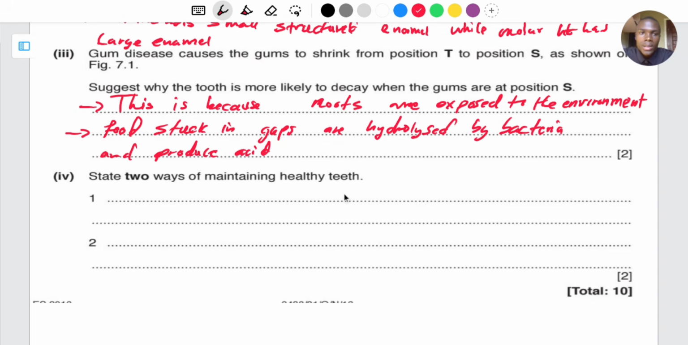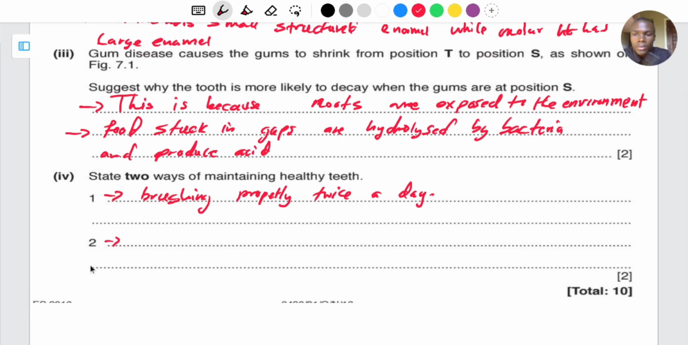Then for the fourth one, state 2 ways of maintaining healthy teeth. When it comes to maintaining healthy teeth, you have to brush twice a day. So we can say brushing teeth properly twice a day.